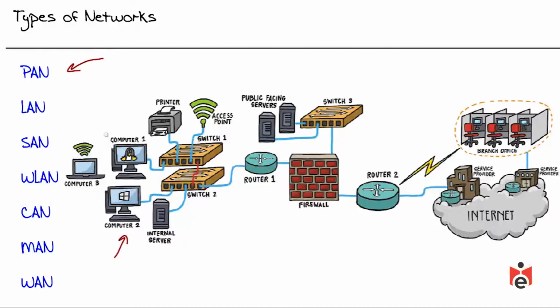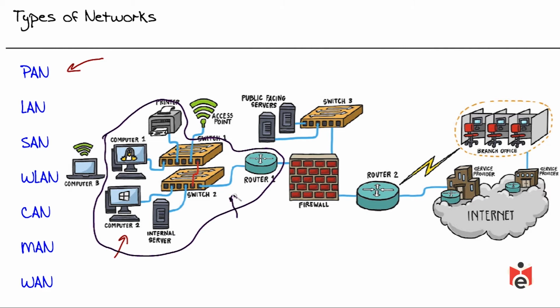Now, a larger type of network is a local area network, and I'm circling the local area network that is shown in this network diagram. Notice with the local area network, we're going to have routers and switches making the connectivity possible, and also notice with the local area network, it can connect to a much larger network potentially.